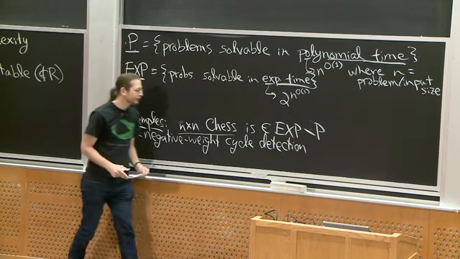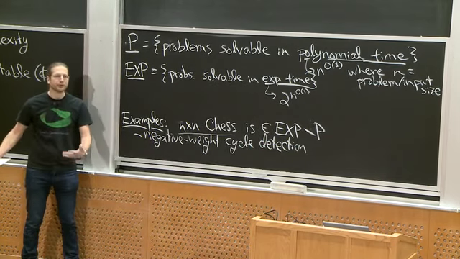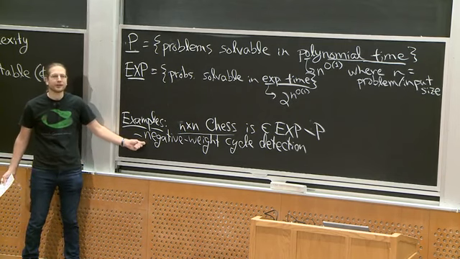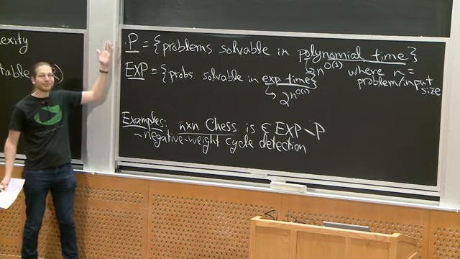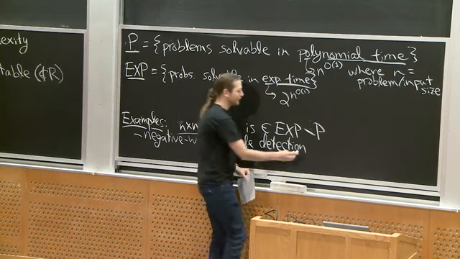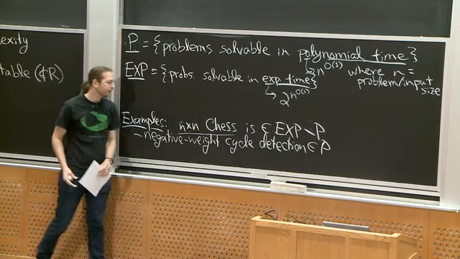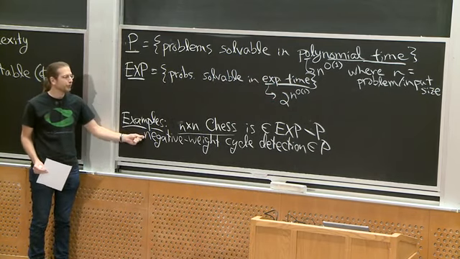Negative weight cycle detection is the following problem. I give you a directed graph with weights, and I want to know, does it have a negative weight cycle, yes or no? This problem is in P, because we saw a polynomial time algorithm for this. You run Bellman-Ford on an augmented graph. So this is an example of a problem we know how to solve.